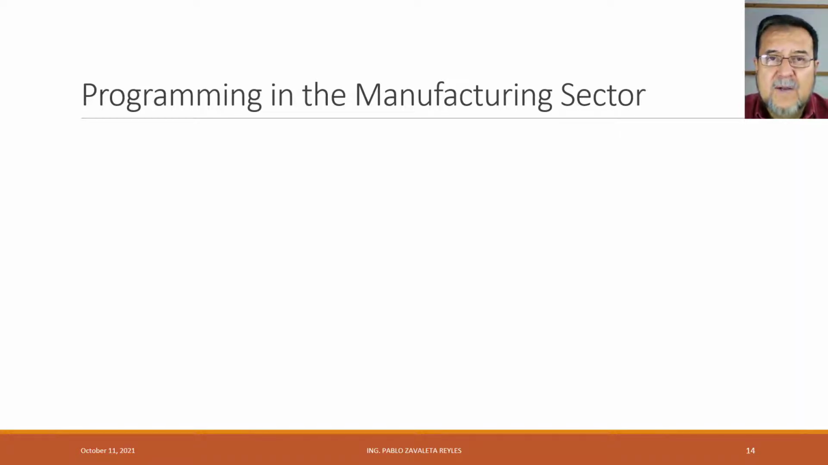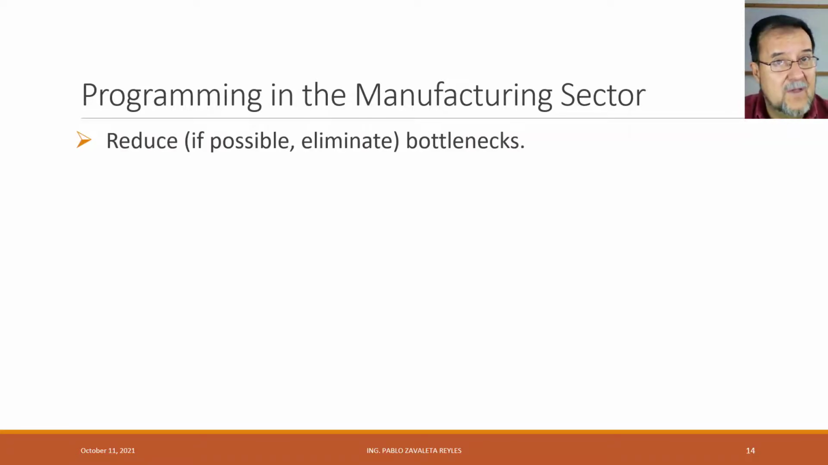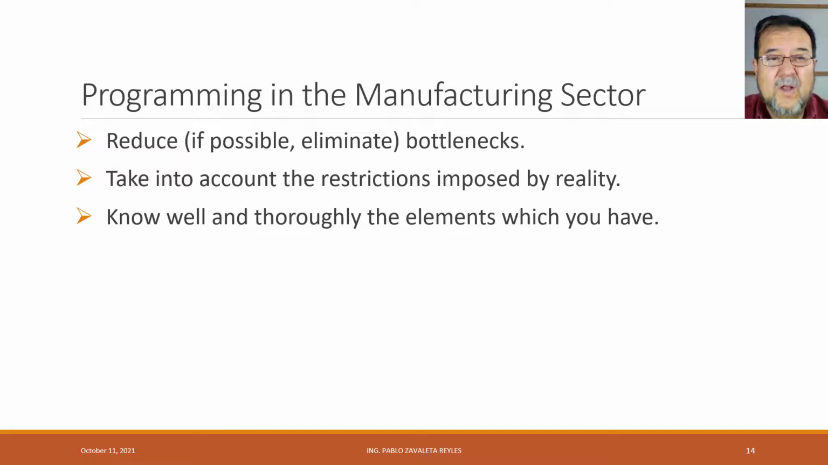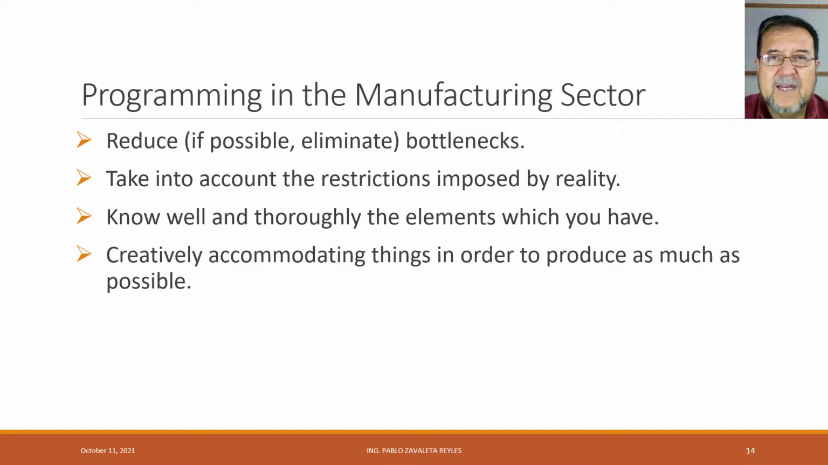How do we program in the manufacturing sector? First, if possible, eliminate bottlenecks. Always take into account the restrictions imposed by reality. You need to know well and very thoroughly the elements that you have. You have to accommodate creatively things in order to produce as much as possible. But check this out. We're talking about information. We're talking about knowing your reality. We're talking about creativity.